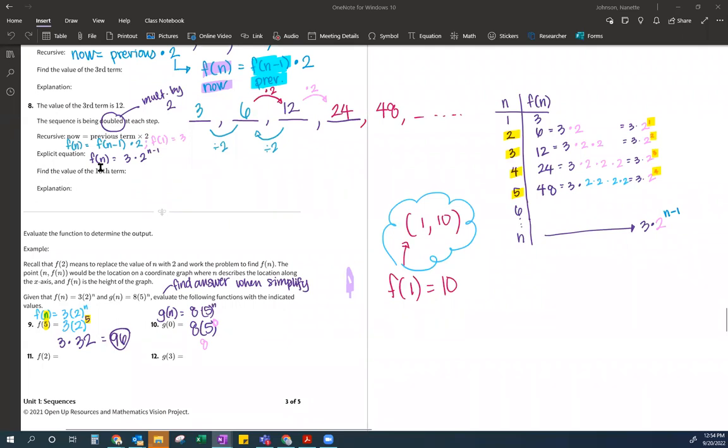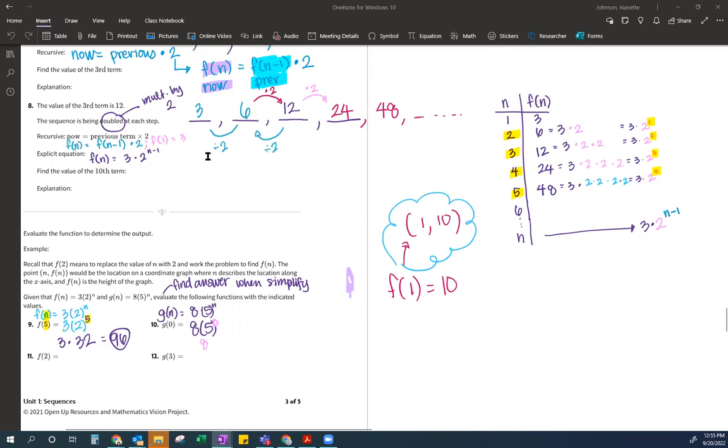Okay, so my choices are either recursive or explicit. Recursive says just multiply by 2 to get to the 10th term. Well, that's not too bad, because in order to find the 10th term, I need the 9th term, and in order to find the 9th term, I need the 8th term, the 7th term, the 6th term, and then I can find it. So the recursive formula is not too bad here, but imagine if I asked you for the 50th term. That would be a lot. To find the 10th term, I'm going to opt to use the explicit form.